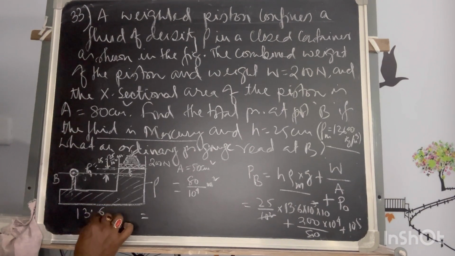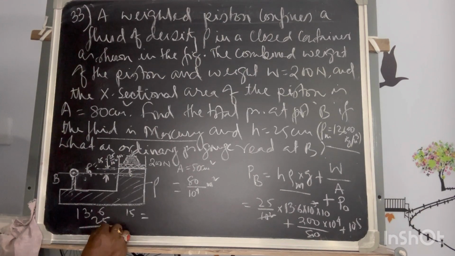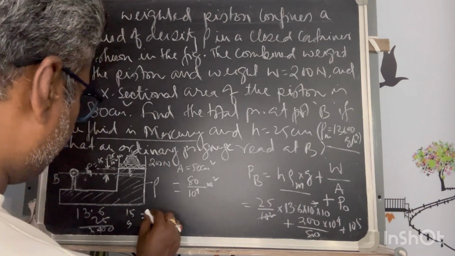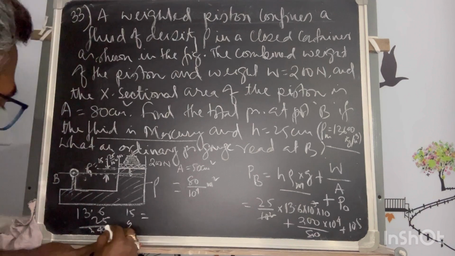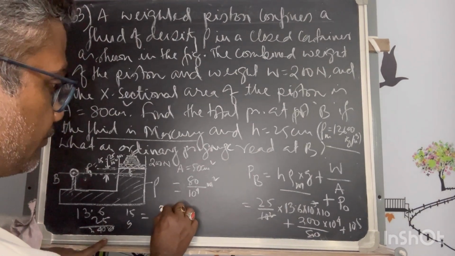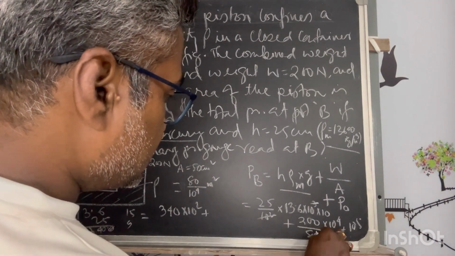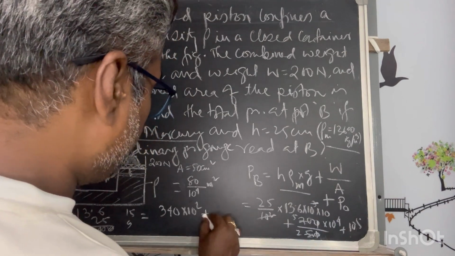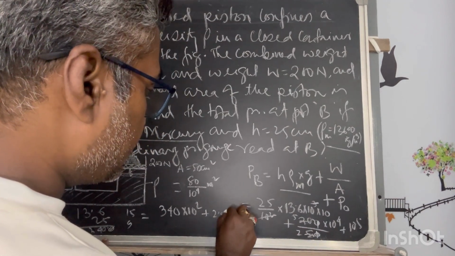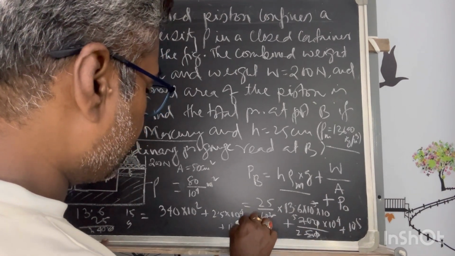13.6 into 25. So 34 will be there in the first part. If I multiply 34 by 13.6, that gives 340. So 340 into 10 to the power 2 will be the first term. The second term will come: 200 divided by 80, that is 2.5, so 2.5 into 10 to the power 4, plus 10 to the power 5. So this will be the case.